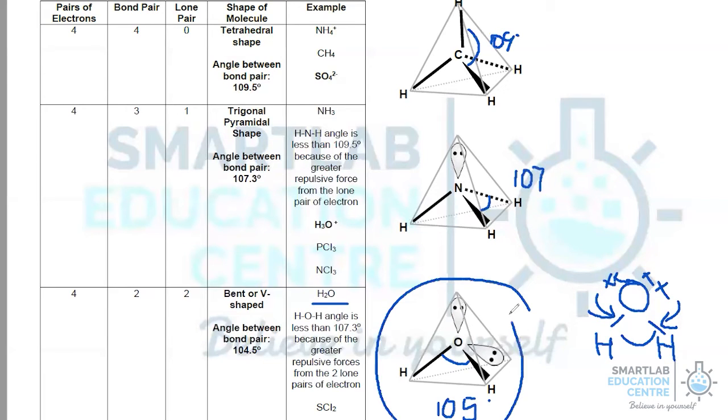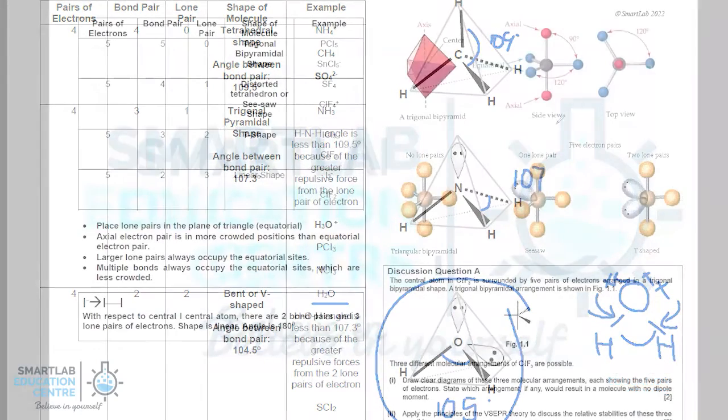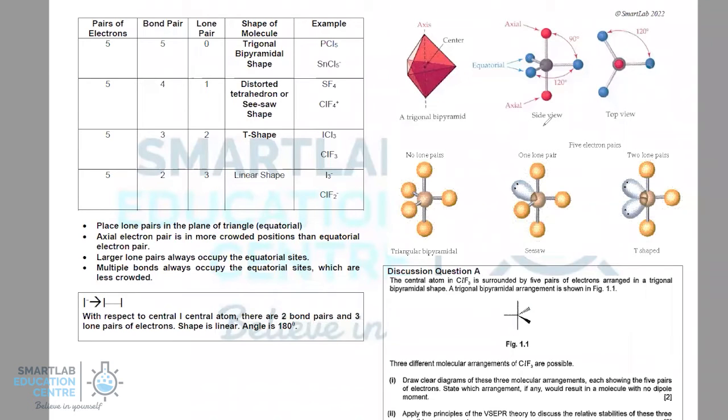And the shape for water molecule is bent. Let's take a look at 5 electron pairs. For 5 electron pairs, we can group the sites into 2 groups. One is the axial site. The other is the equatorial site. So if there is a lone pair, the lone pair would want to reside at the equatorial site.